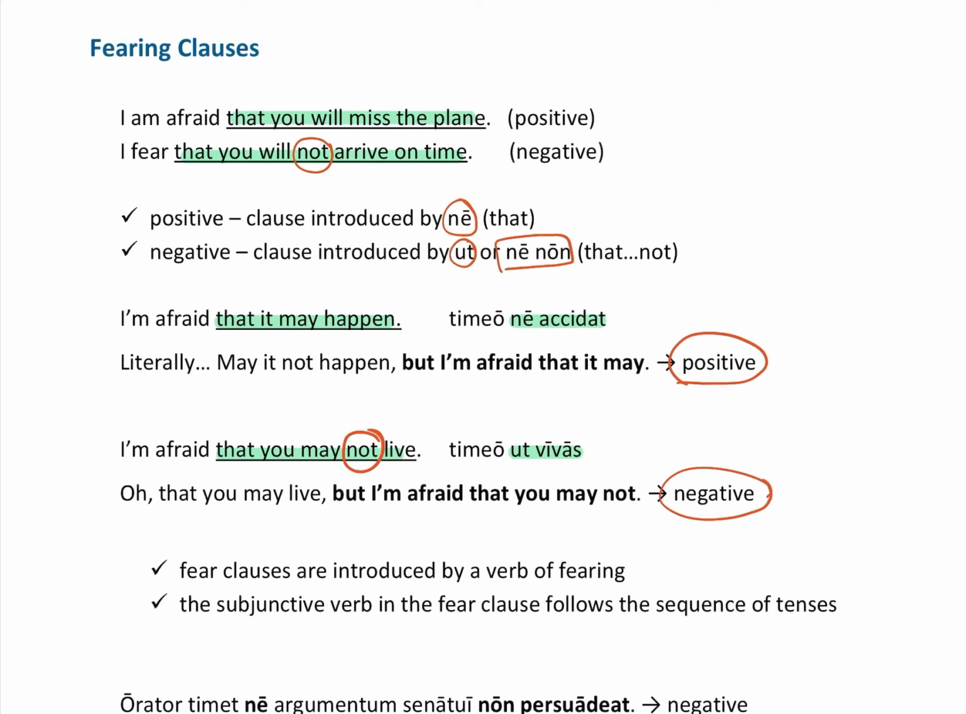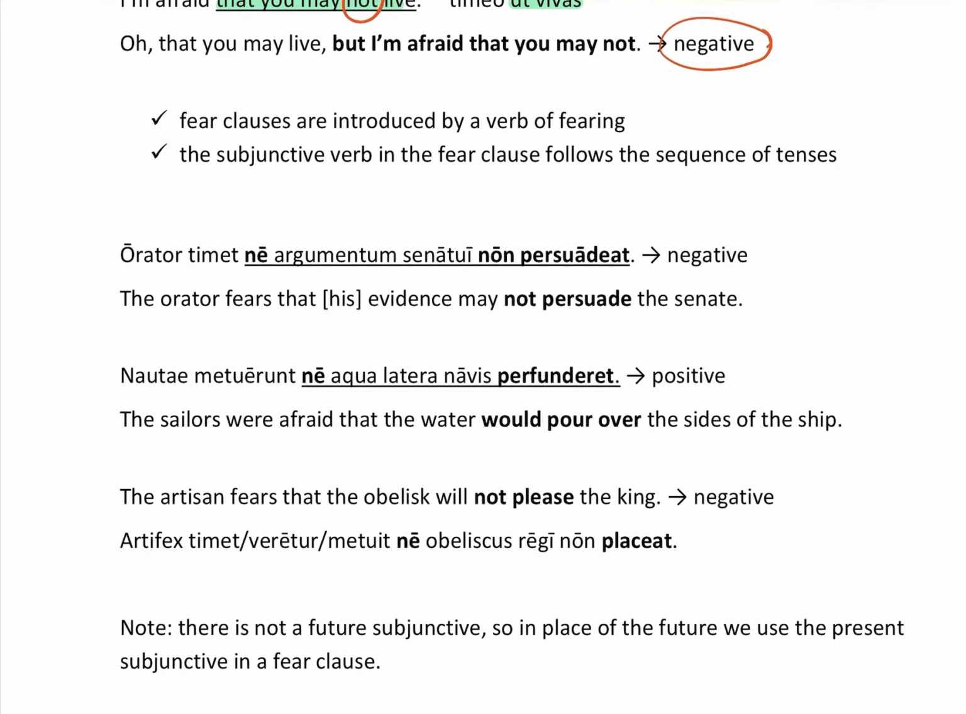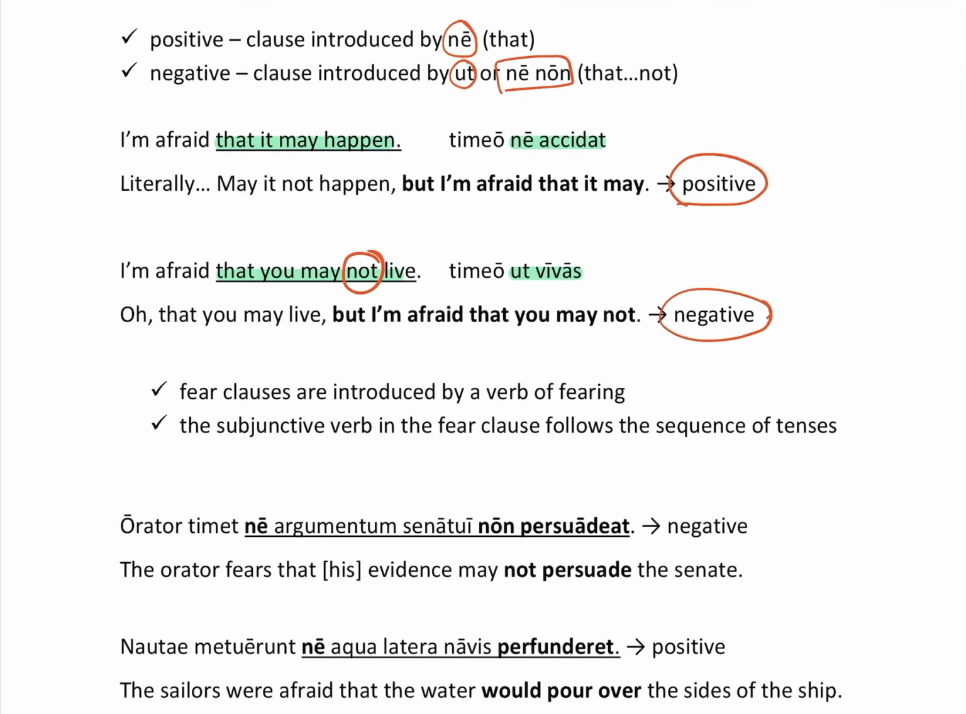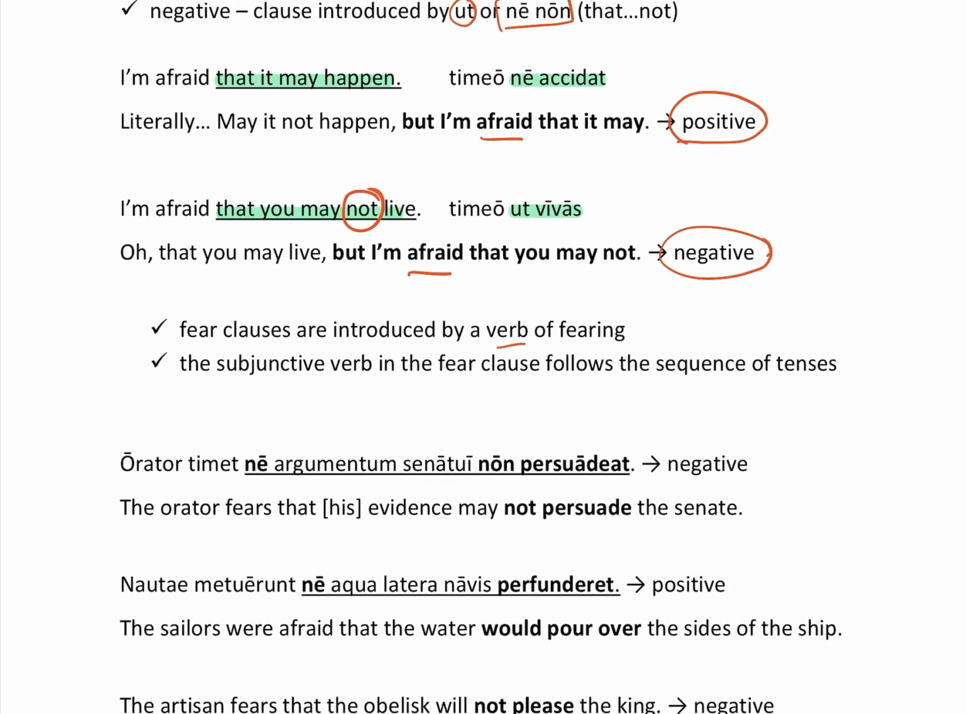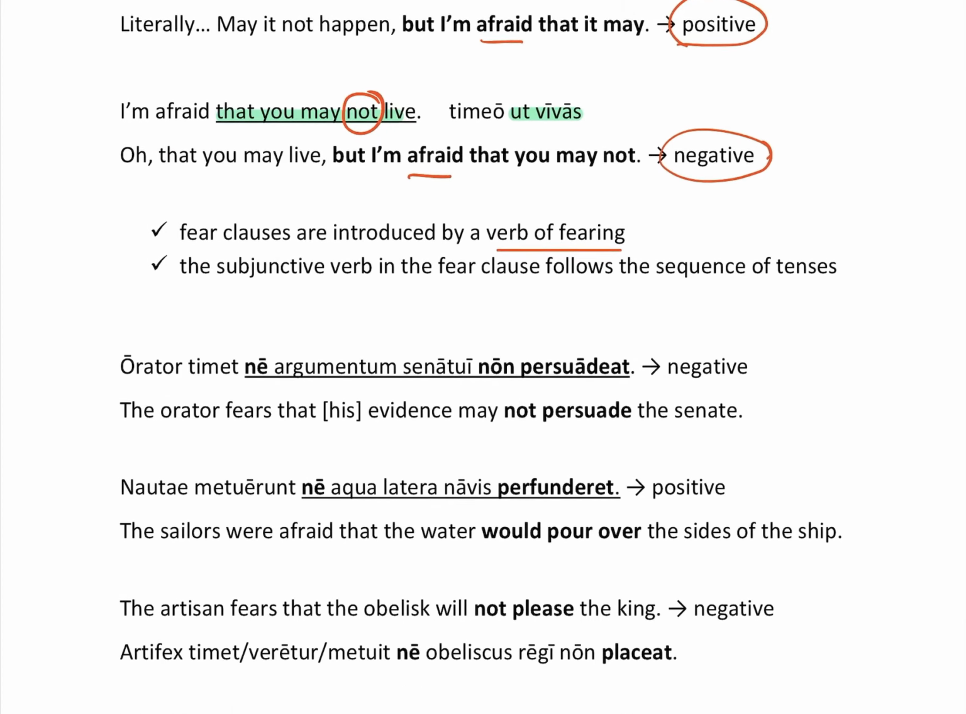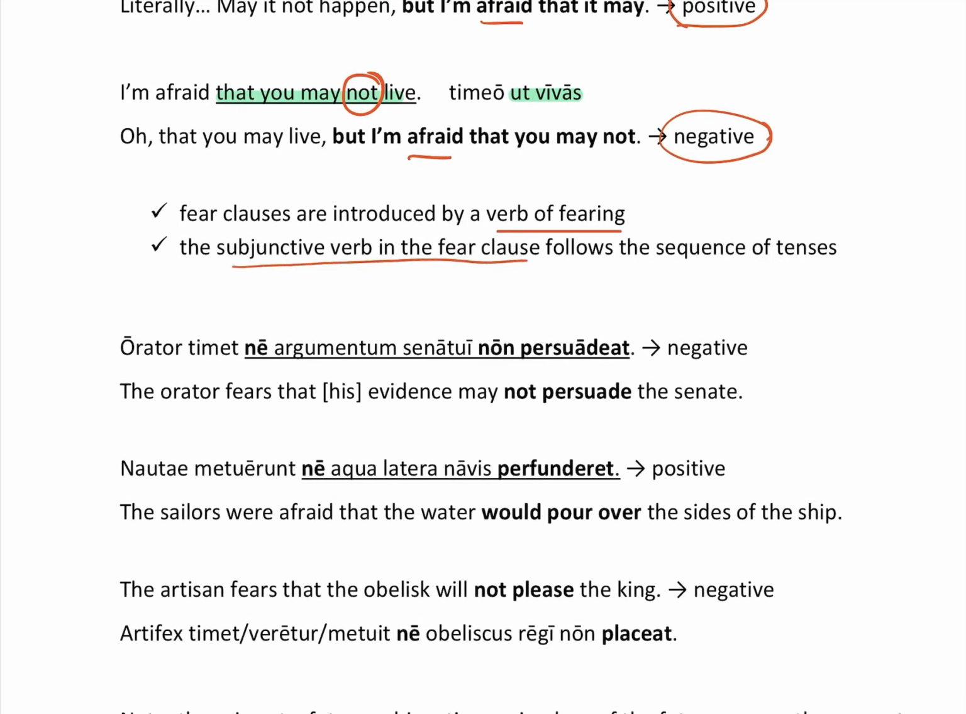All right, so fear clauses. The key to fear clauses is that they're introduced by a verb of fearing. Do you see it all here? I'm afraid, I fear, I'm afraid. So introduced by a verb of fearing. And the subjunctive verb in the fear clause, yes, it has a subjunctive verb, follows the sequence of tenses.